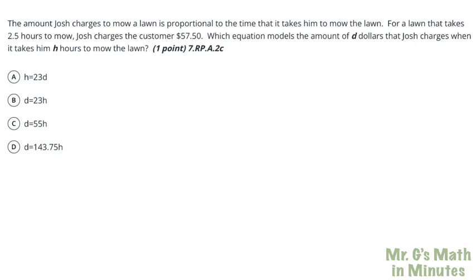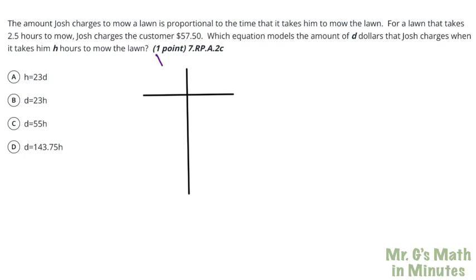It says the amount Josh charges to mow a lawn is proportional to the time that it takes him to mow a lawn. So letting us know that it's already proportional. For a lawn that takes 2.5 hours to mow, Josh charges the customer $57.50. Which equation models the amount of D dollars that Josh charges when it takes him H hours to mow the lawn? So, just like I've been stressing, tables are going to help us figure this out.